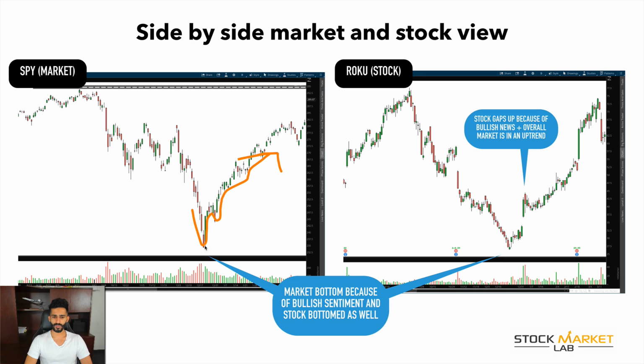Market started picking up. Market started going on a nice uptrend, surrounded by a lot of good news, a lot of good sentiment, a lot of buying pressure within the market around here, which is obviously a good sign. Now looking at stock Roku, right? Roku was also on a downtrend. It's on a downtrend, bad earnings, gap down play.